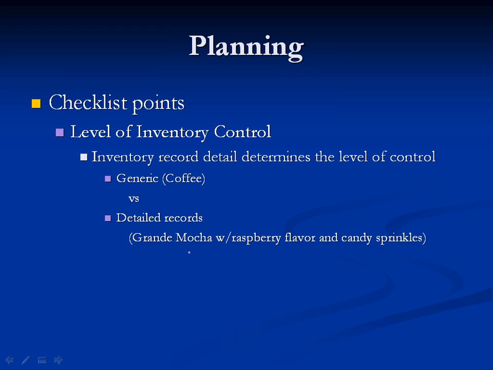Or you may have a cafe where you really desire to know what it is you're selling, and so you're going to create a very detailed record. Example here would be Grand Mocha with raspberry flavorings and candy sprinkles. If this was your title description, you know there's going to be many, many other records. This is large, you're going to have small, you're going to have medium, you're going to have different flavorings, you're going to have with candy sprinkles, without candy sprinkles, so lots of different records. And you can do that in Anthology, no problem. You set up the first time, you use these records over and over again.